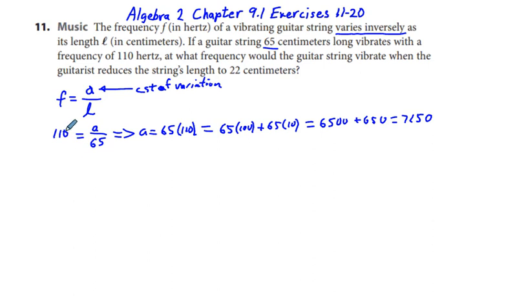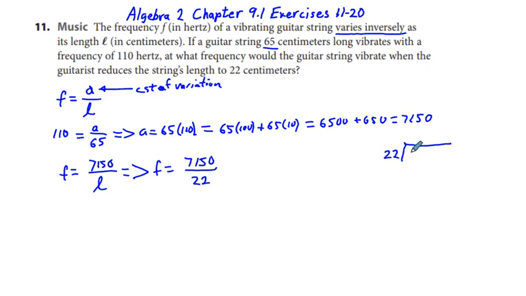And here we're asked the question, at what frequency would the guitar string vibrate when the guitarist reduces the string's length to 22 centimeters? So here we have frequency is equal to what we found out as 7,150, our constant of variation, over our string length. And now we're going to try a string length of 22 centimeters and see what that gives us. And if we just divide that out, I'm going to do some long division here. 22 into 7,150.